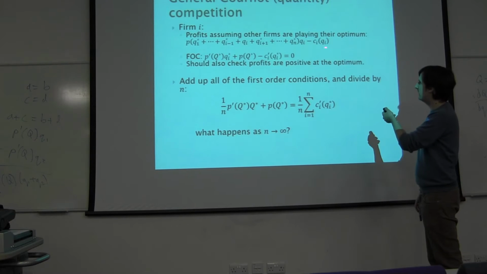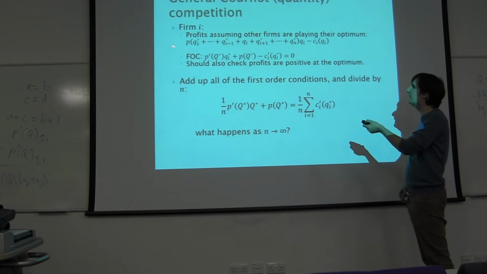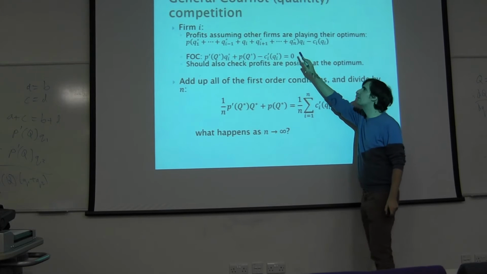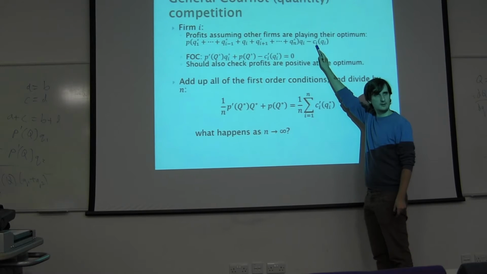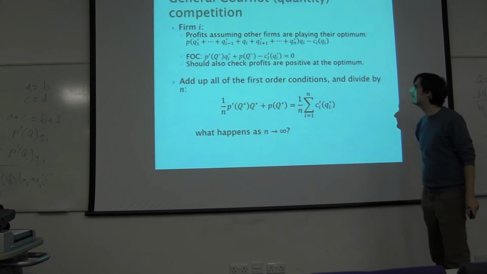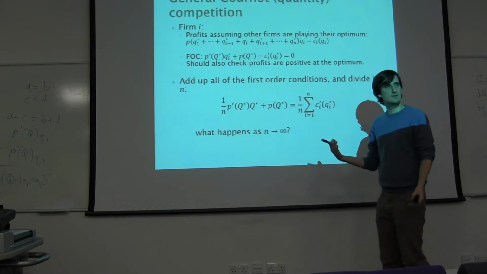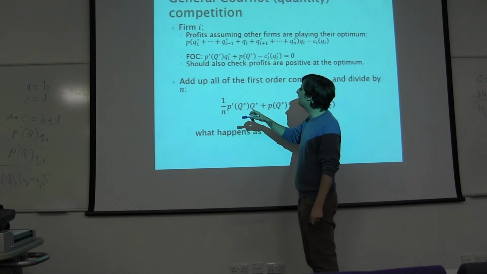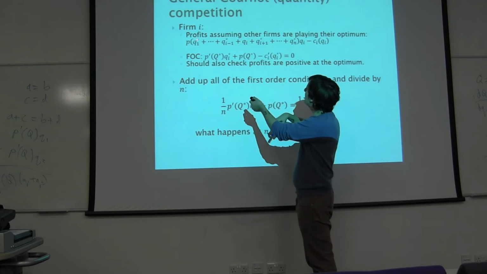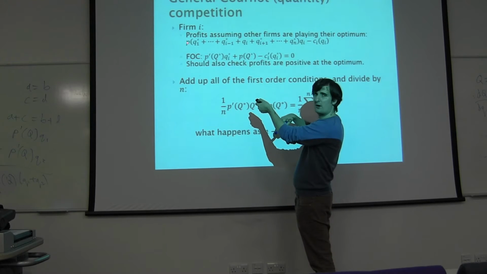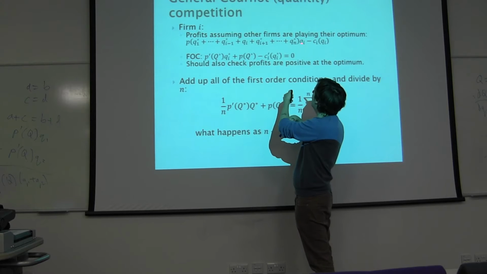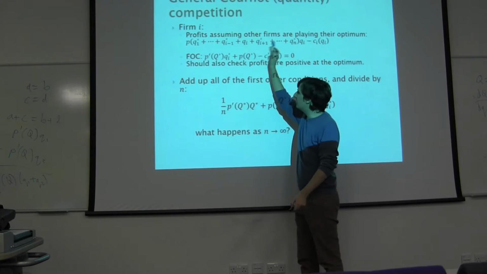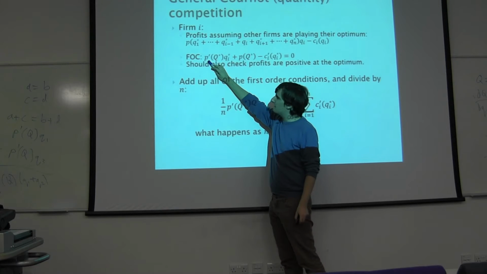So here's the profits of firm I. It is price as a function of total quantity times quantity produced by firm I, minus total cost of firm I. So we just have to take the first order condition to maximize this. Again, here we've got a product: price as a function of total quantity times Qi. So we need to use the product rule.